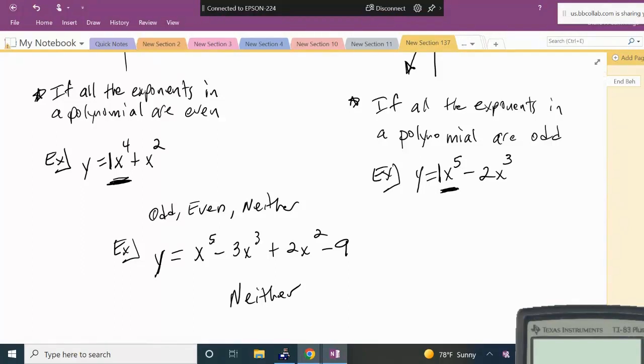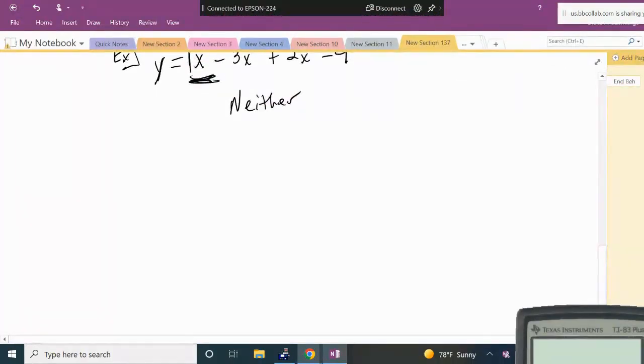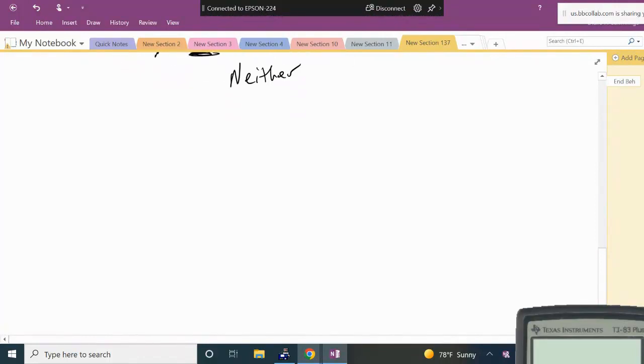If we look at the last polynomial, x to the 5th minus 3x cubed plus 2x squared minus 9, the dominating term is x to the 5th, and it also has a leading coefficient of 1. Now, I point that out because when we talk about the end behavior of graphs, we're going to concentrate on that dominating term. We're going to concentrate on the leading coefficient, whether it's positive or negative. We're also going to concentrate on the degree or the exponent of that dominating term. Okay, so this is the end behavior of graphs.